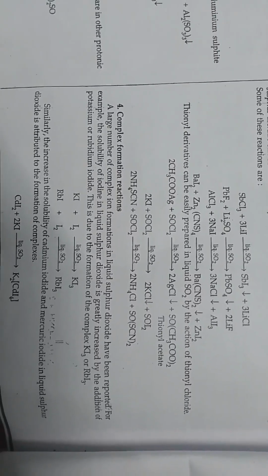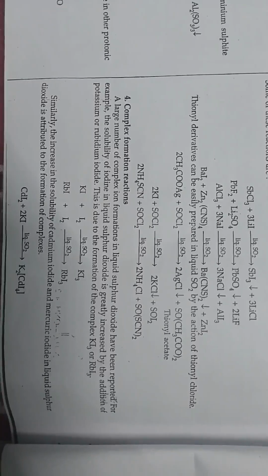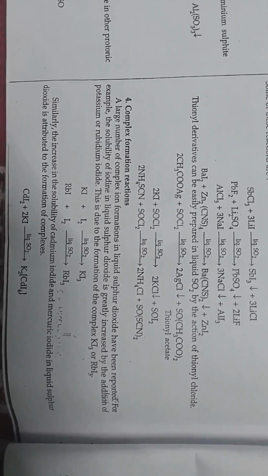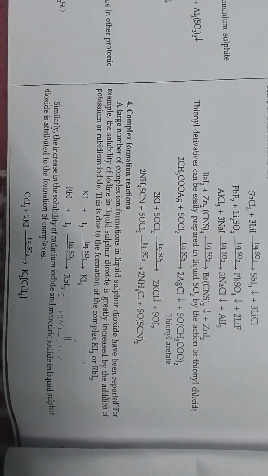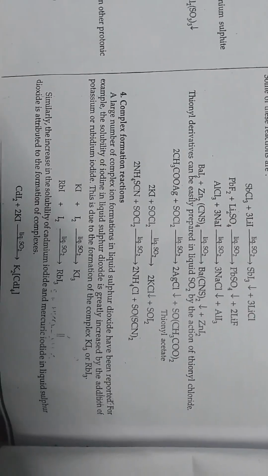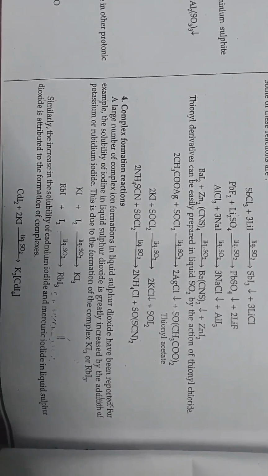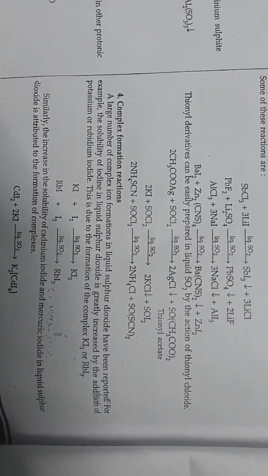Number 4, complex formation reaction. A large number of complex ion formations in liquid sulfur dioxide have been reported. For example, the solubility of iodine in liquid sulfur dioxide is greatly increased by the addition of potassium or rubidium iodide. This is due to the formation of the complex KI3 or RbI3. KI plus I2 gives KI3, RbI plus I2 gives RbI3.